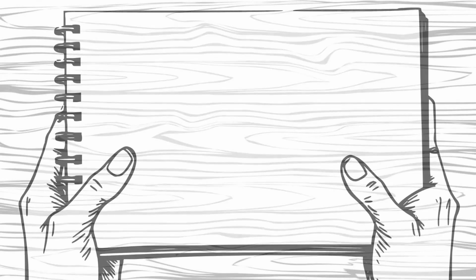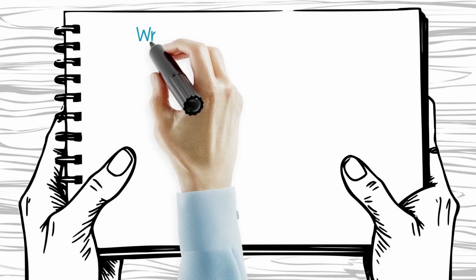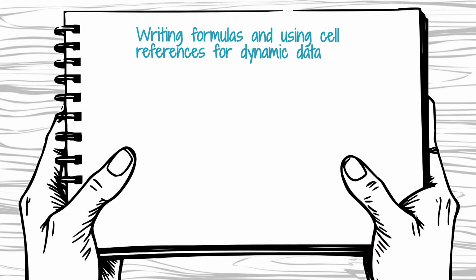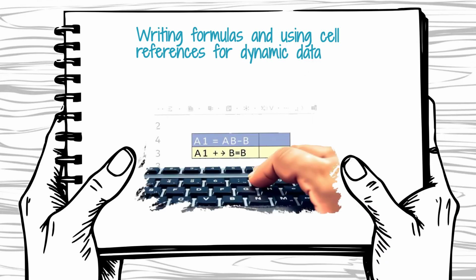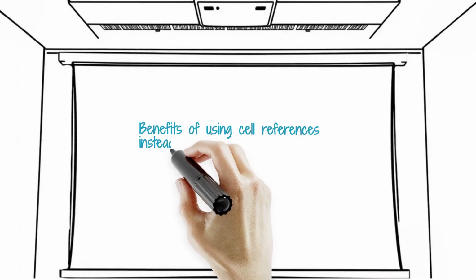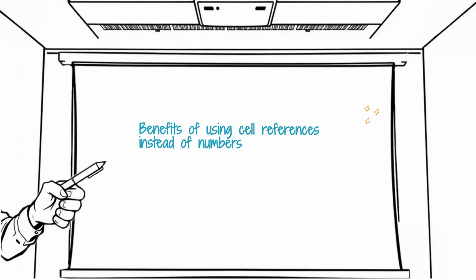For more complex operations, use formulas. Start by typing equals into a cell to indicate a formula. Add your equation, like equals A1 plus B1, and hit enter. You'll see the result instantly. Be sure to use cell references rather than typing numbers directly, as this keeps your calculations dynamic and updated with any changes.